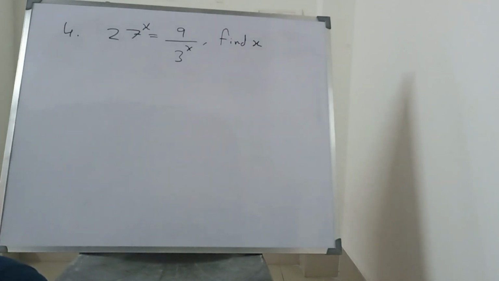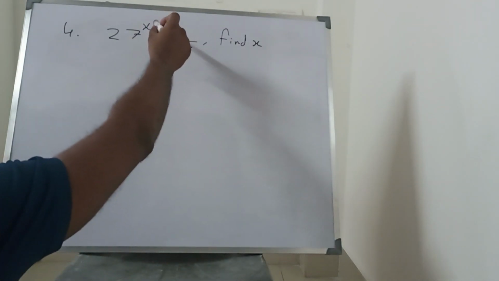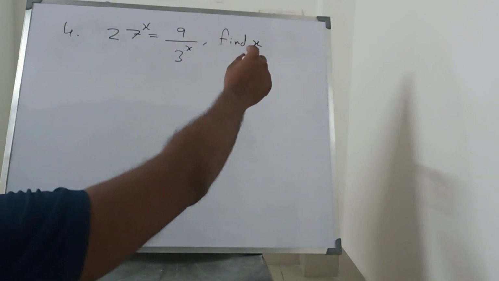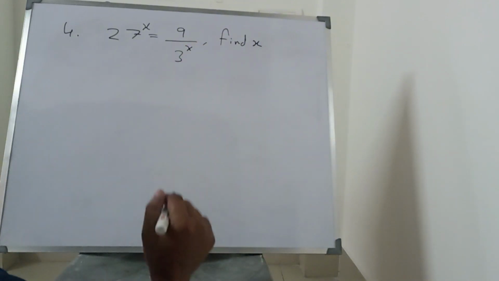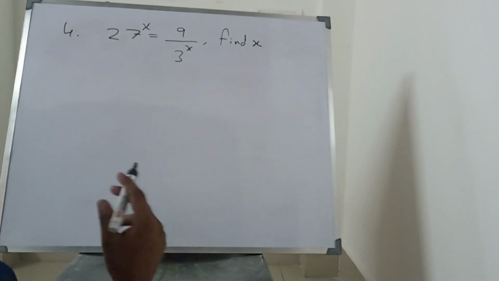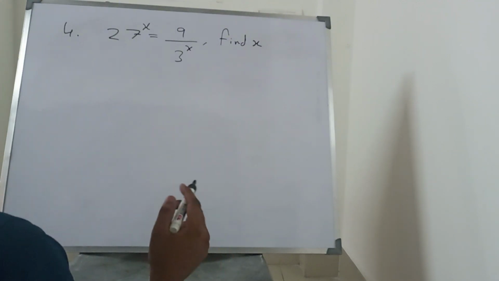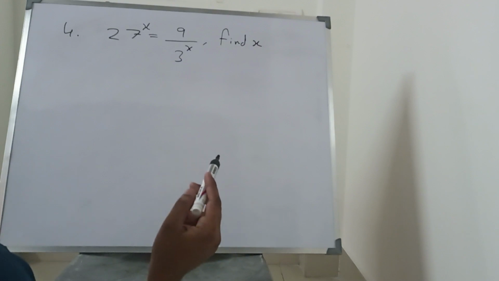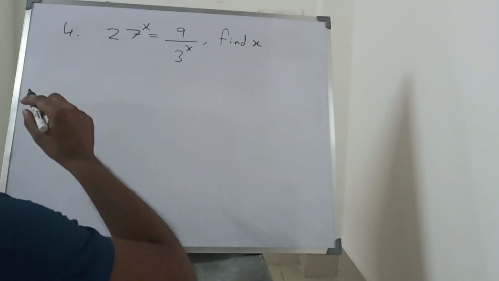So students, we have 27 raised to the power x equals 9 over 3 to the power x. So over here the question is find x. This is one of the questions that come in the exam for 2 marks or 1 mark. It can be resolved in one line also, but for school purpose you have to follow these steps.